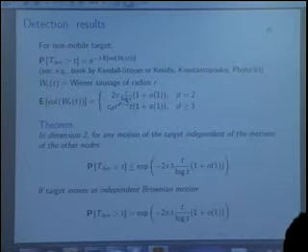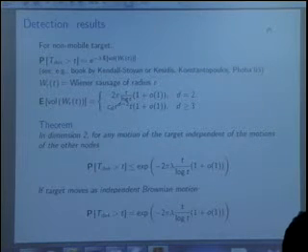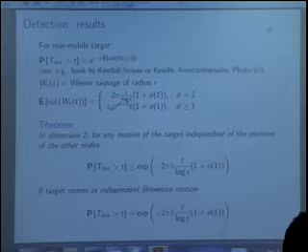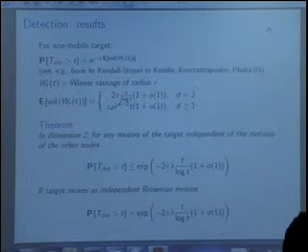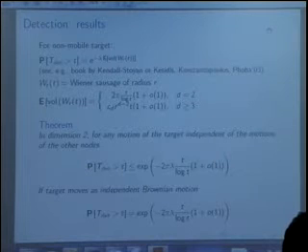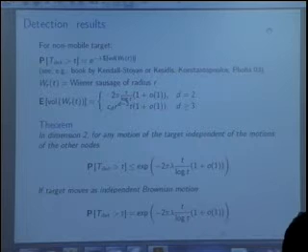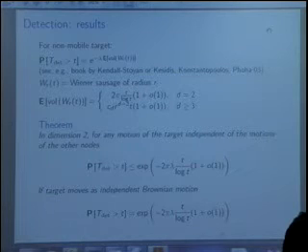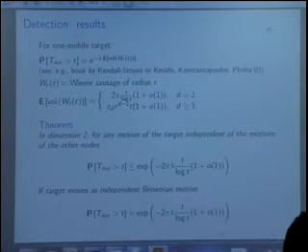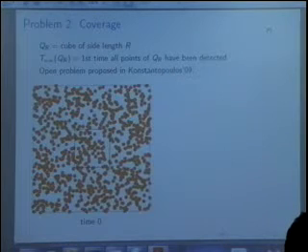Now, if the target moves as an independent Brownian motion, then this inequality is an equality, at least in 2 dimensions, in terms of the asymptotic. So the target moving as independent Brownian motion is no different in terms of these asymptotics from it staying in place. So that's the detection problem. It's the easiest one. Let me move on to the coverage problem.